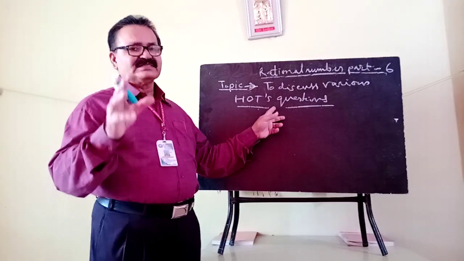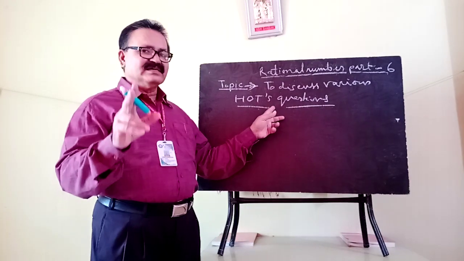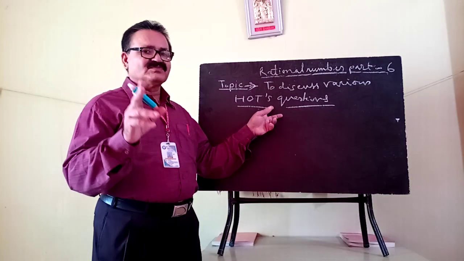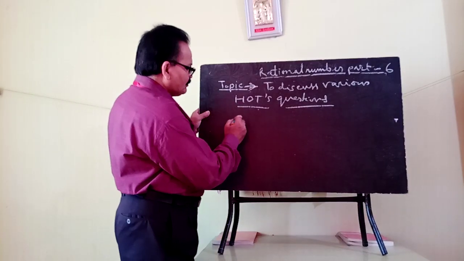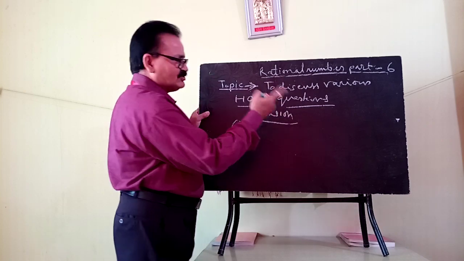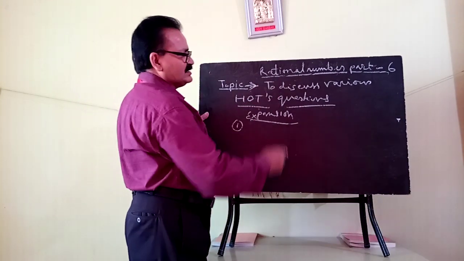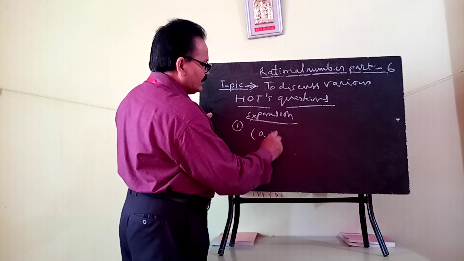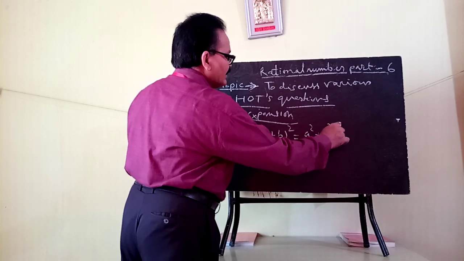In this case also, you have to use several formulas that you have already studied in your algebra. Some formulas of expansion we are generally using in this topic. The first formula of expansion in algebra will also be used to solve the problems related to rational numbers part 6. Here the expansion formula you already know: a plus b whole square equals a square plus b square plus 2ab.